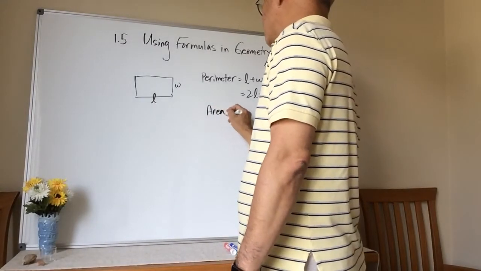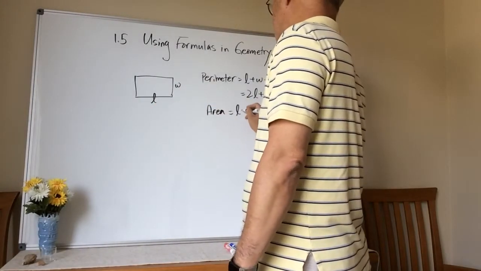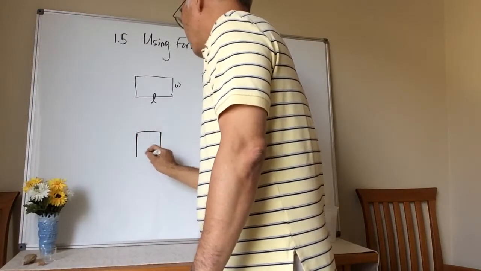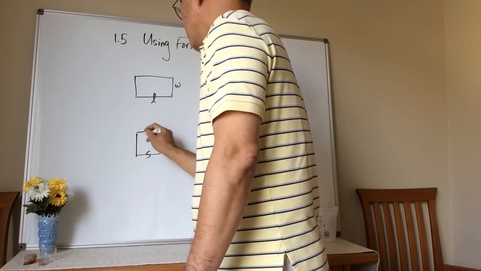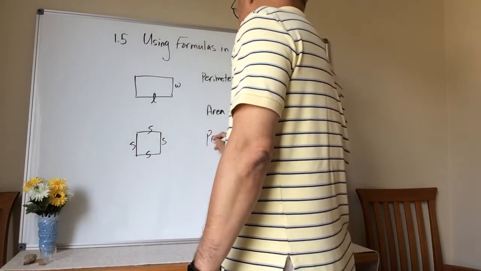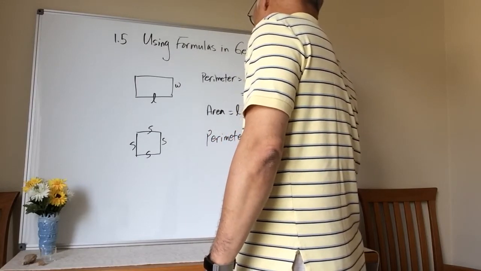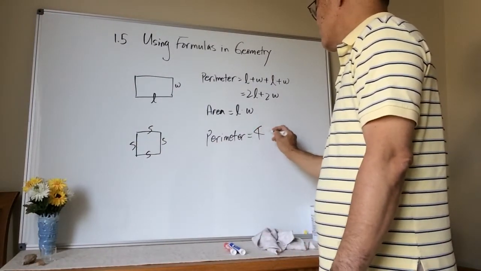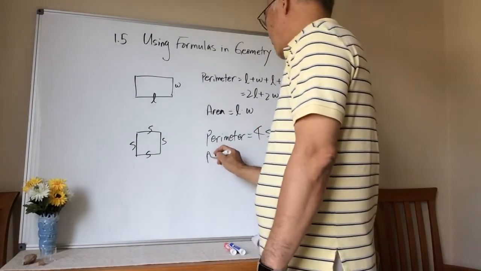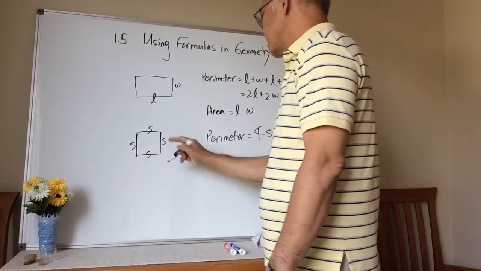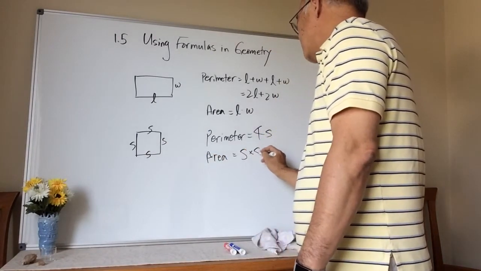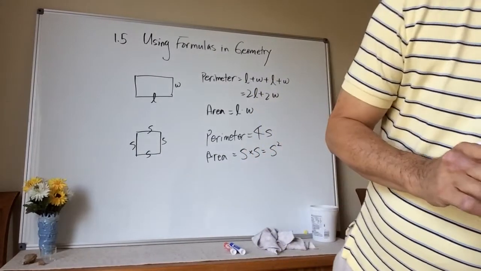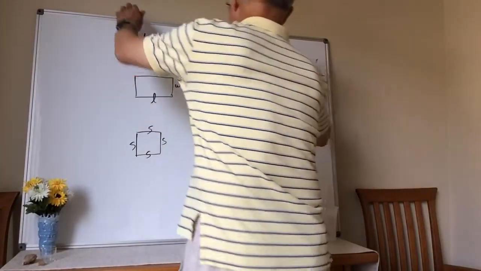The area of a rectangle is nothing more than L times W. We know that. If this was a square where all sides were the same, the perimeter would be S plus S plus S plus S, so we're going to have four S's. Area is going to be this times this, so it's S times S, which is the same as S squared. And then we have the triangle.